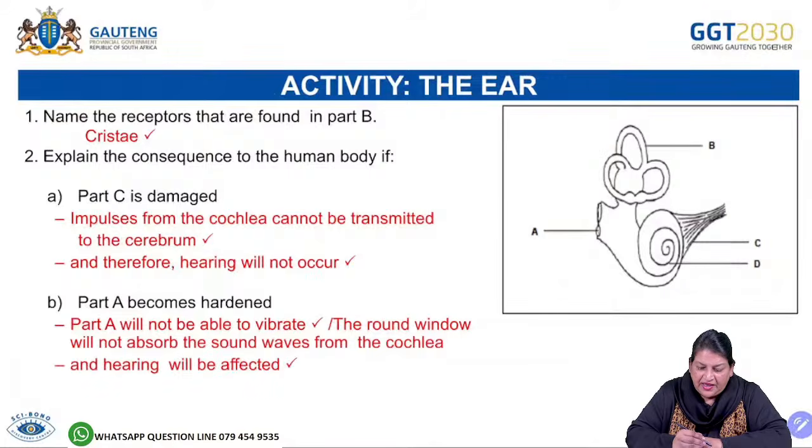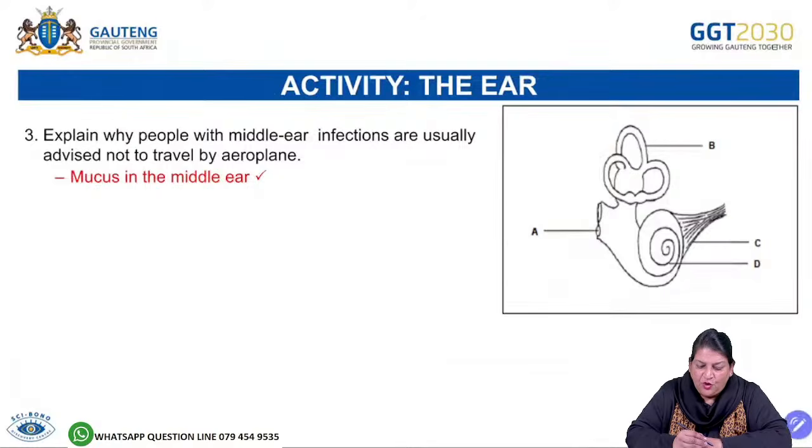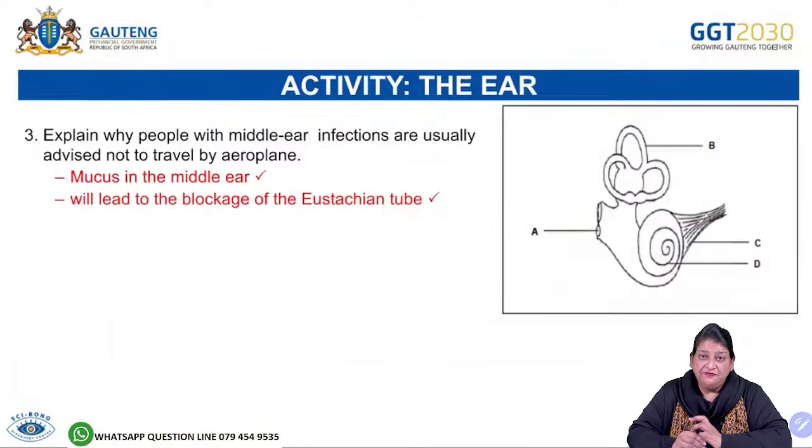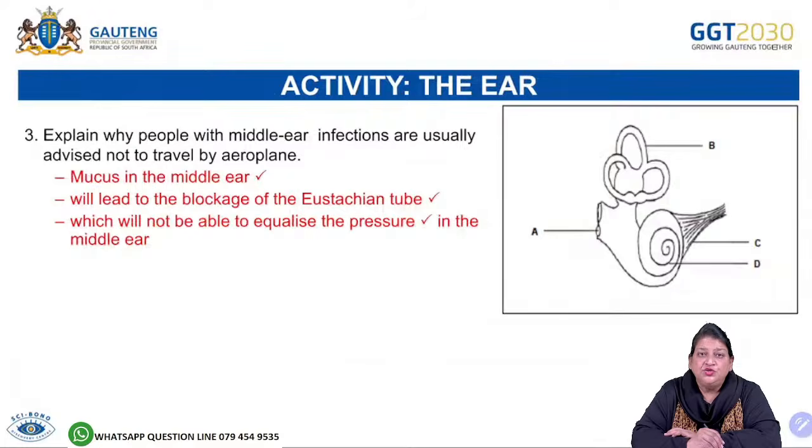Right. And then we're going to look at what is happening in middle ear infections. If you have a middle ear infection, that means in your eustachian tube where your ossicles are, that's going to increase the pressure against your eardrum. So if you have a middle ear infection, mucus will build up. It will block the eustachian tubes.